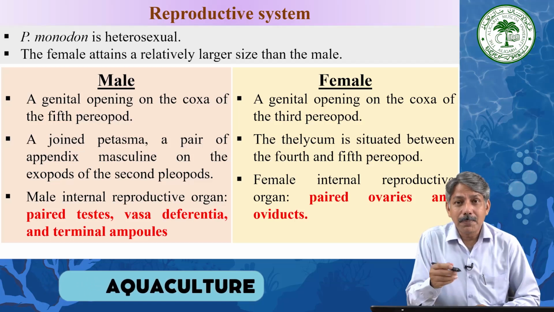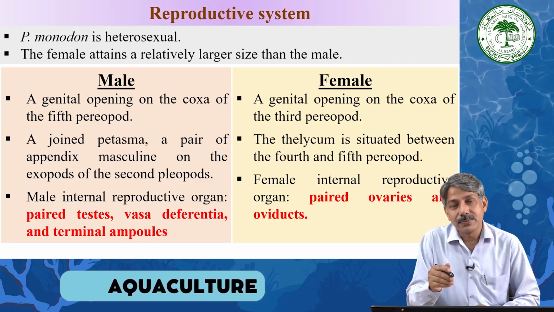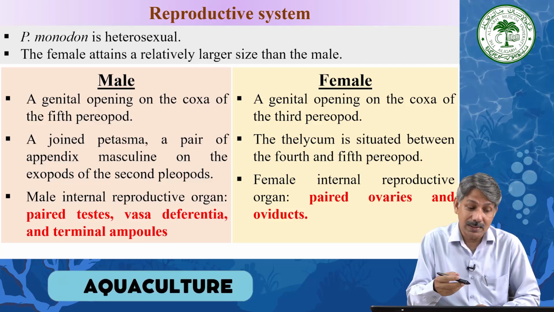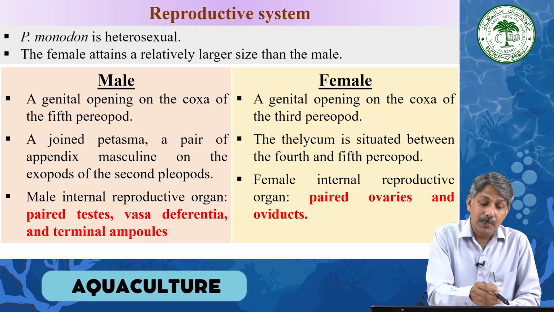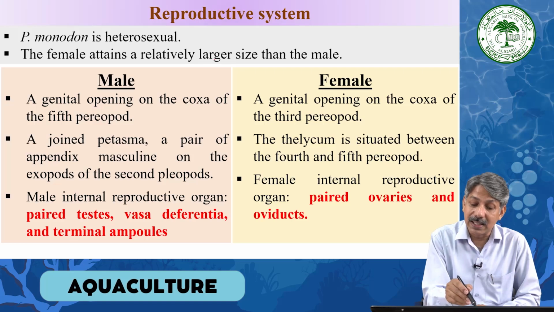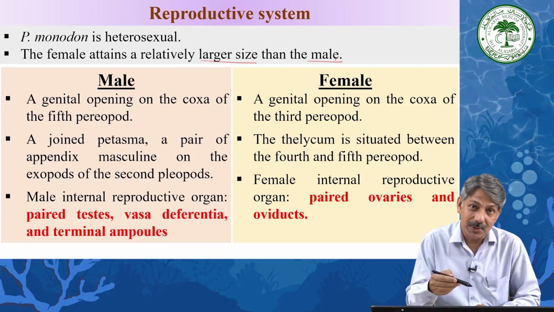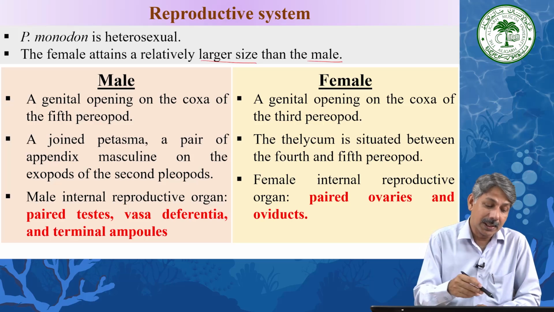Now, the males and females in Penaeus monodon are separate individuals. This is heterosexual. The female attains a relatively larger size than the male. In the growth discussion also, I mentioned that they attain a total maximum size more than males.